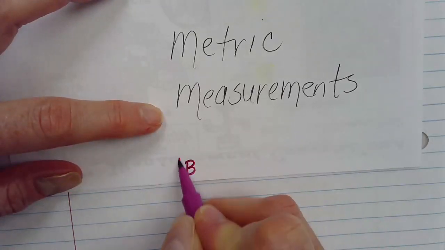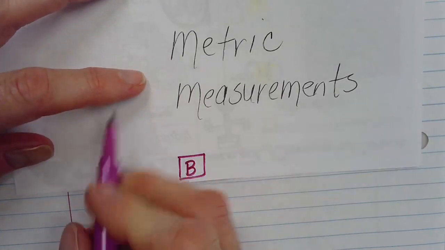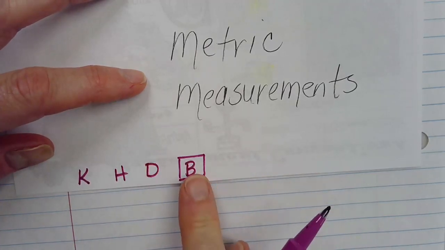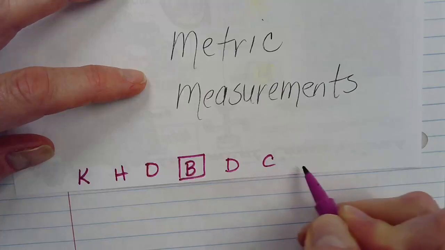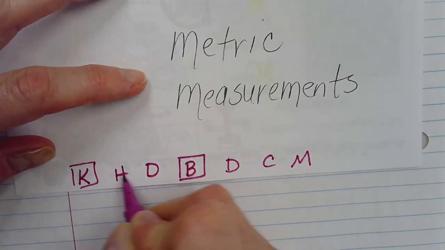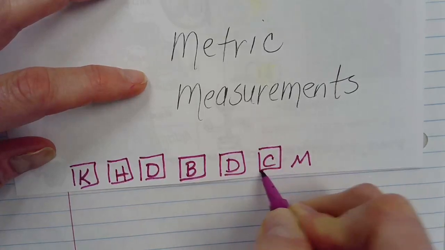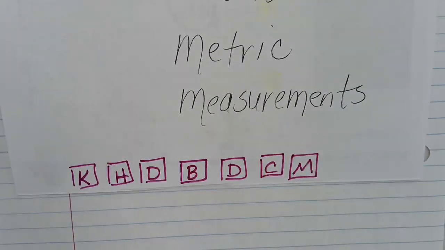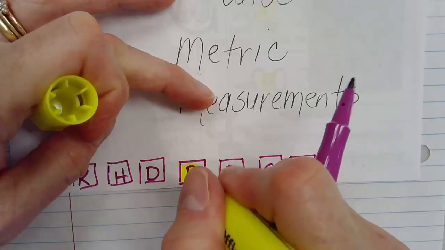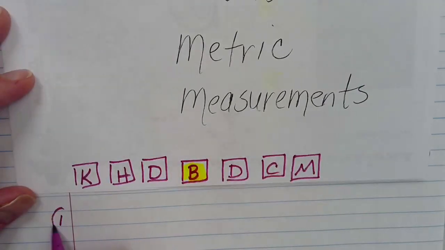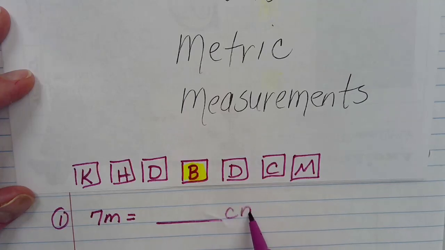So our basic unit is the middle, okay? And we know that King Henry died by drinking chocolate milk. Okay, so we are moving from unit to unit. These are prefixes. I'm going to highlight the B because that's our basic, and that is by itself. It is one letter by itself. All right? With that being said, number 1, if I have 7 meters equals blank centimeters.